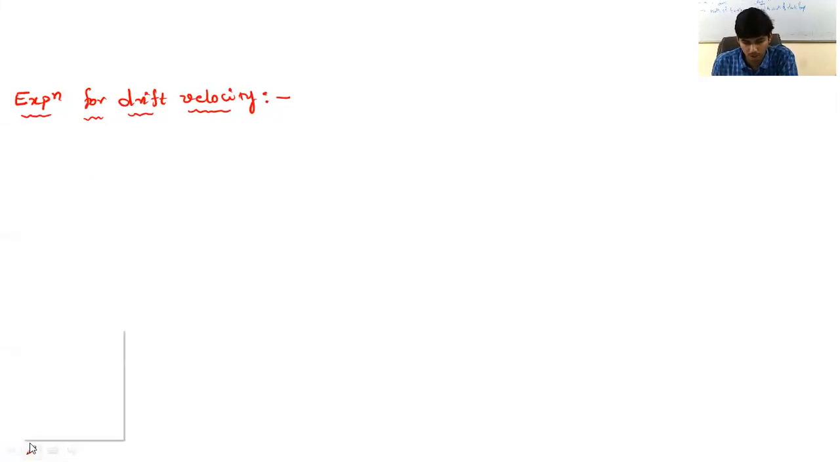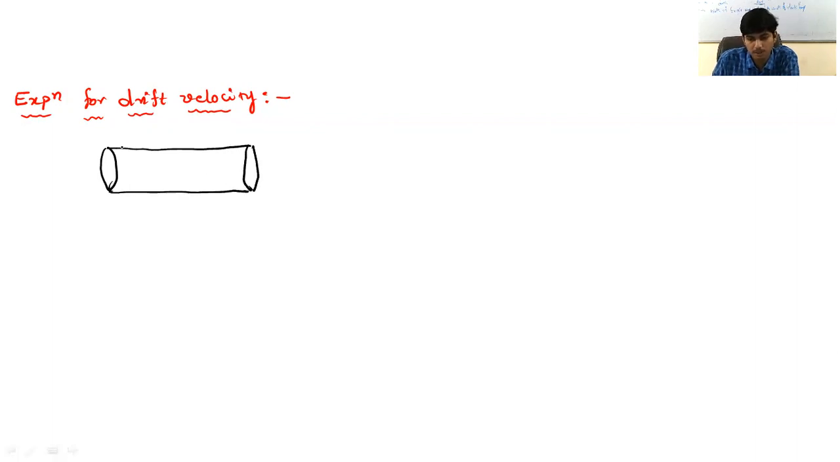So in order to derive the expression for drift velocity, we will here consider a conductor MN. Let this be a conductor. So MN is a conductor. L is the length of this conductor. A is the area of cross section of this conductor. This represents the area of cross section of the conductor.